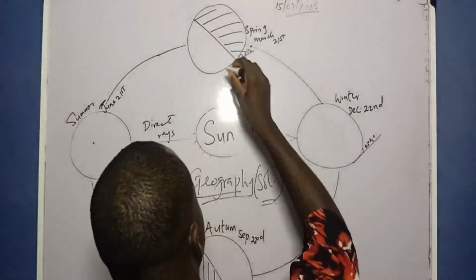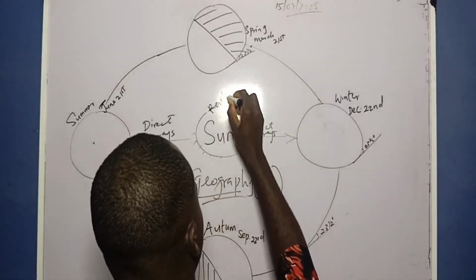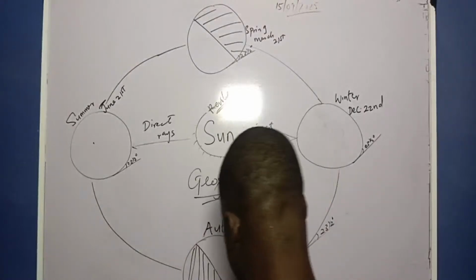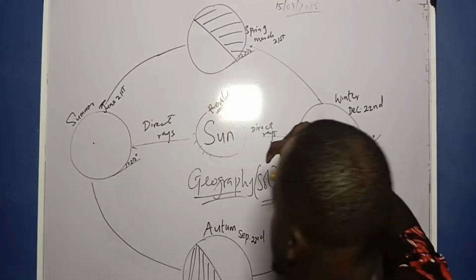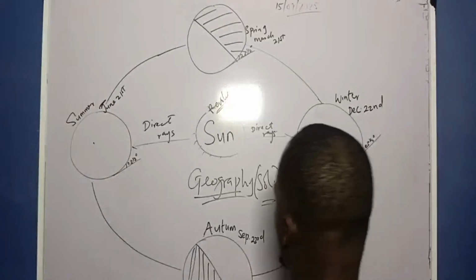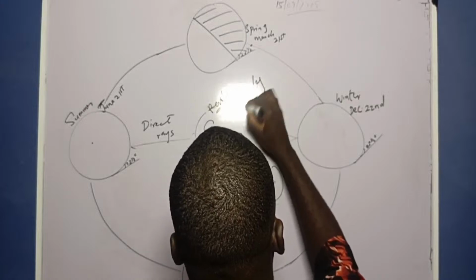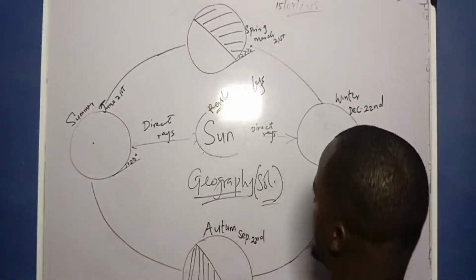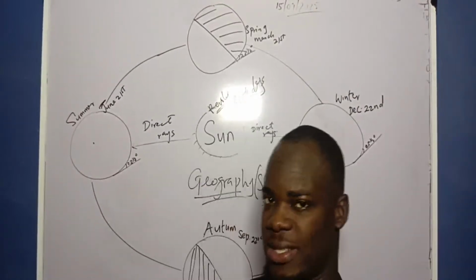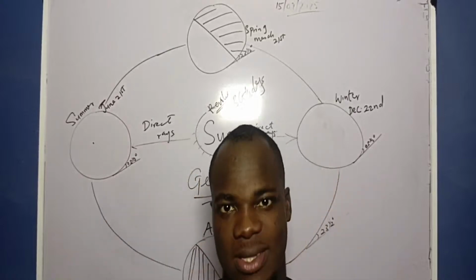When the Earth is moving around the sun, it is called revolution. And it takes this revolving Earth 365 and one quarter days to complete the revolution. Now, this 365 and one quarter days is like 365 and 6 hours.